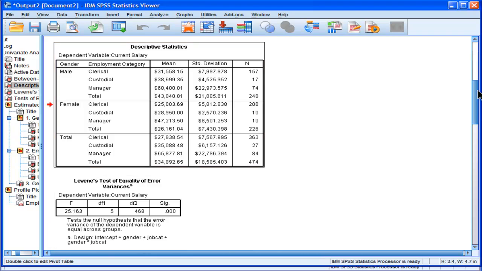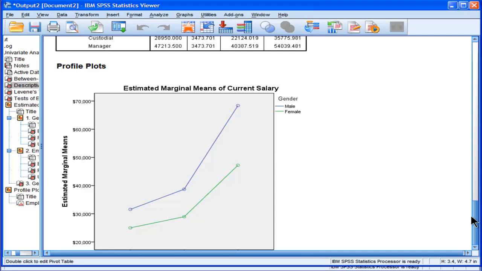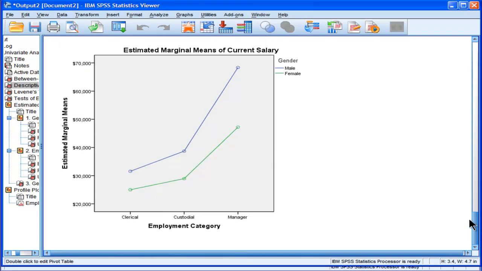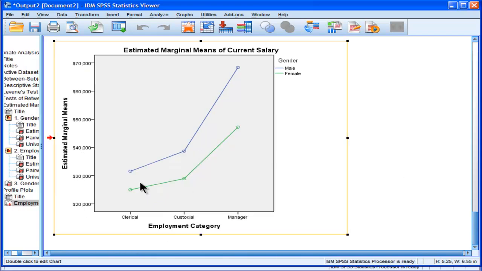The first thing I should have done is to look at the profile plot. And this is where I said separate lines for gender and put role level on the horizontal axis. Well, this is what the results look like. So male is blue and female green, and we can see that males, at least in numerical values, are higher than females across all three levels.